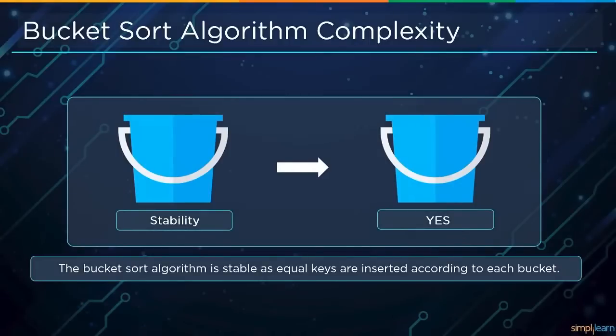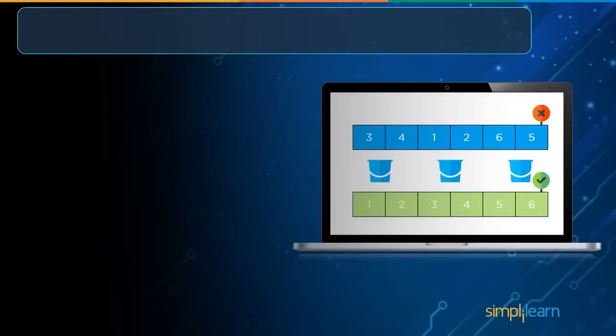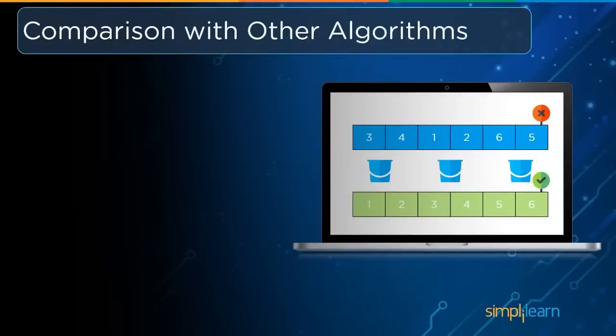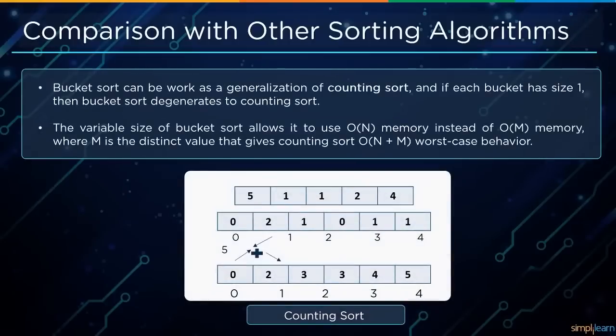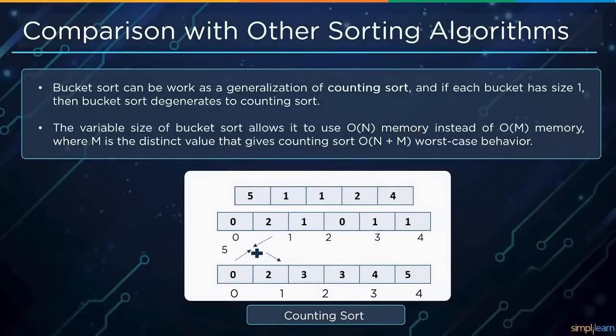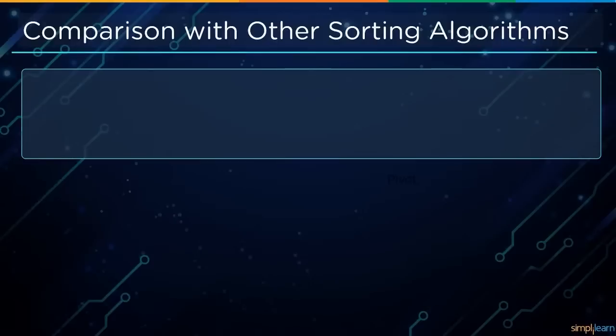After understanding the complexity of the bucket sort algorithm, now we will compare the bucket sort algorithm with other algorithms. First, we will compare it with the counting sort algorithm. Bucket sort can be seen as a generalization of the counting sort algorithm. If each bucket has size 1, then bucket sort degenerates to counting sort. The variable bucket size allows it to use O of n memory instead of O of m memory, where m stands for the number of distinct values, which gives counting sort O of n plus m worst case behavior.